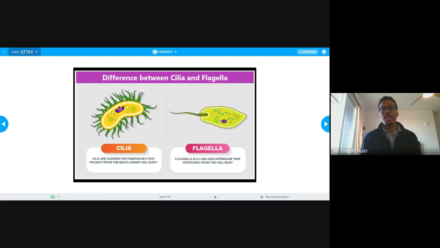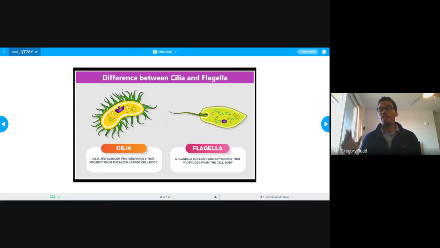And also, it's important to note that the images that we're seeing and even the videos that we've watched obviously are 2D. But we've got to keep in mind that these are 3D structures. They're very, very small, but they're still 3D. All right, so the cilia would appear all across the external surface of the cell or of the organism.